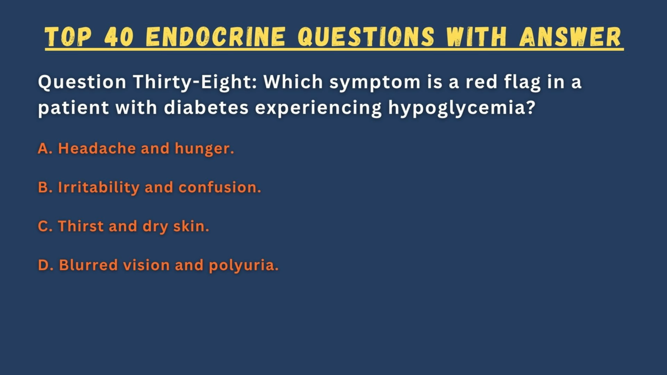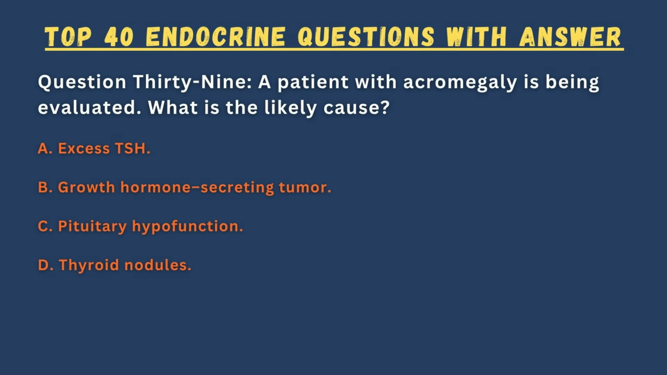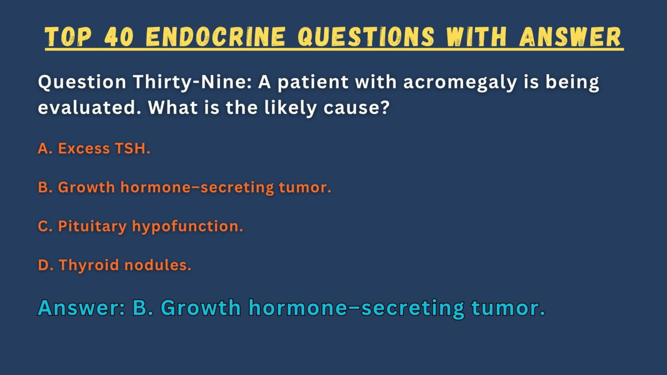Which symptom is a red flag in a patient with diabetes experiencing hypoglycemia? A. Headache and hunger. B. Irritability and confusion. C. Thirst and dry skin. D. Blurred vision and polyuria. Answer: B. Irritability and confusion. Question 39. A patient with acromegaly is being evaluated. What is the likely cause? A. Excess TSH. B. Growth hormone secreting tumor. C. Pituitary hypofunction. D. Thyroid nodules. Answer: B. Growth hormone secreting tumor.